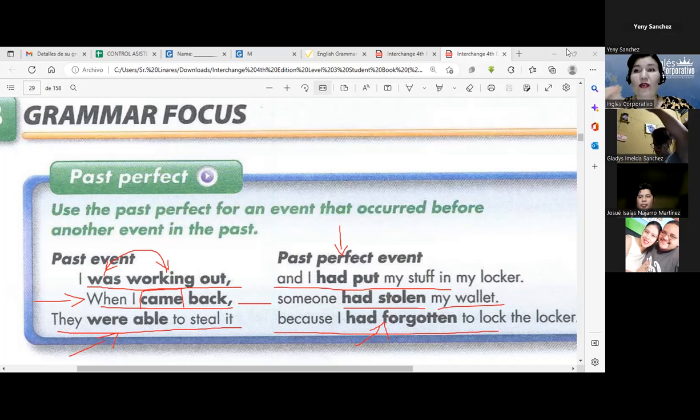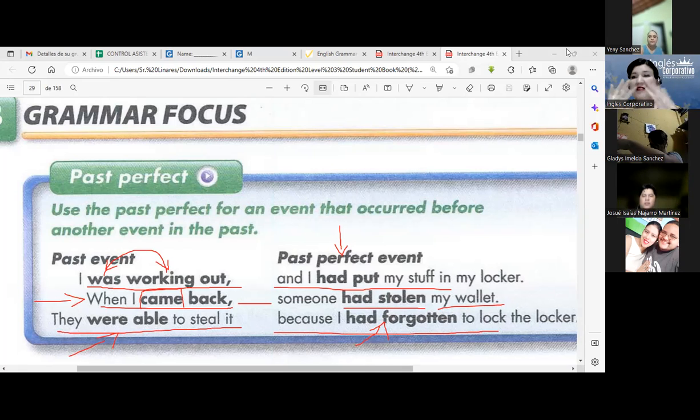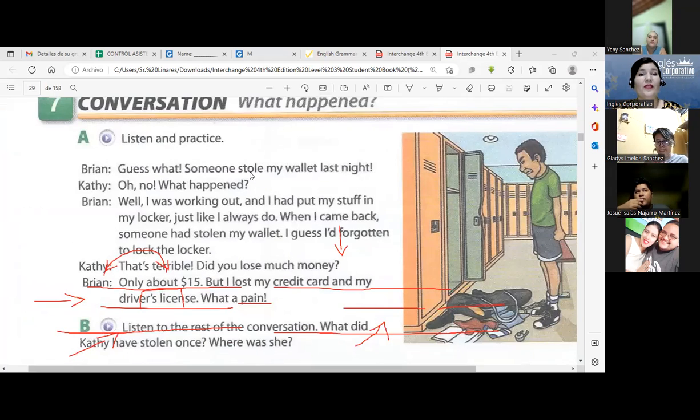So there you have the three forms. And they are very useful for you to explain the events that were happening, right? I was working out and you were very happy because you put all your things on the locker. I had put my stuff in my locker and you were very happy there, like dancing. When I came back, you were like, oh my God, someone had stolen my wallet because they were able to steal it because I had forgotten to lock the locker. Sorry for that. And here I have the complete story.